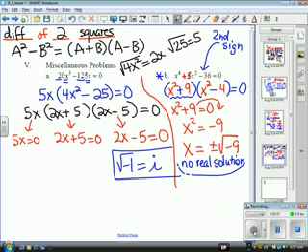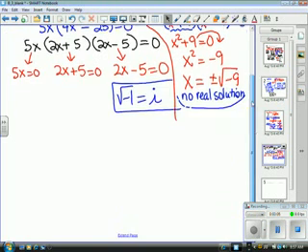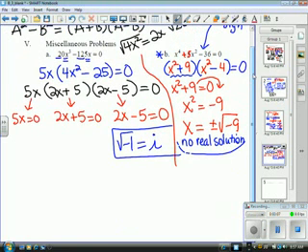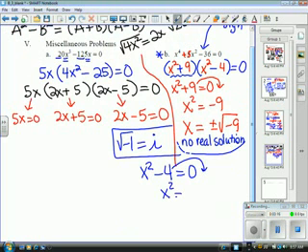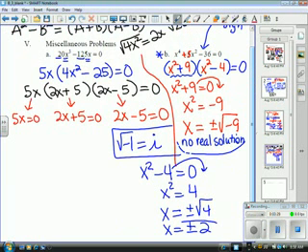Now the other one, totally different ball game. We have the other one, we have x squared minus 4 equals 0, and that one we can do because when you move the 4 over, negative 4 over, it becomes positive 4. And what's that going to be? Plus or minus 2, right? Plus or minus square root of 4, which is plus or minus 2. So really, that's the answer.